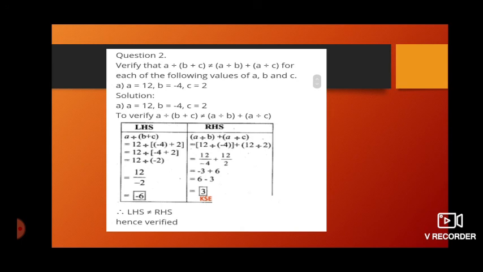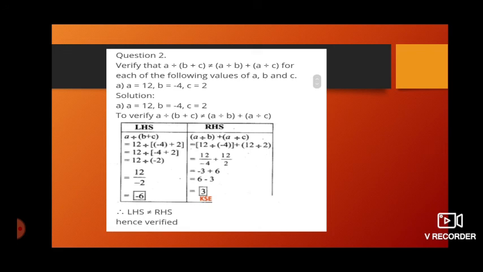Now see here. Left hand side, A divided by (B plus C). So A is 12 divided by (B plus C). B is -4 plus 2. First we have to simplify whatever is inside the brackets. Inside the brackets, -4 plus 2 means whenever we are adding two numbers, if they have different signs, we have to subtract smaller from bigger. So 4 minus 2, we get 2. Now the result will get the sign of the bigger number. The bigger number's sign is minus. So automatically -2.